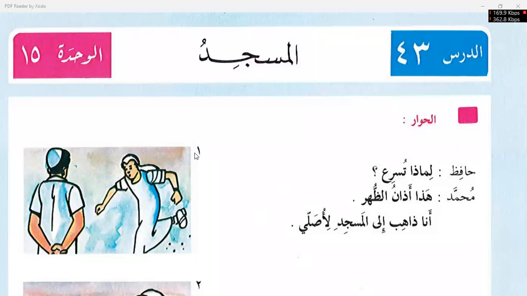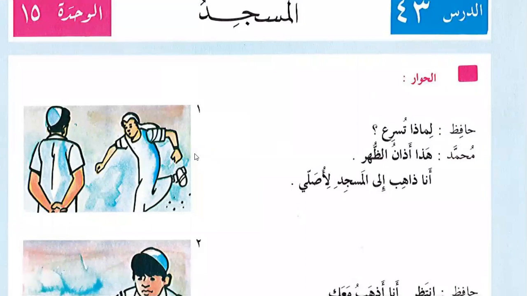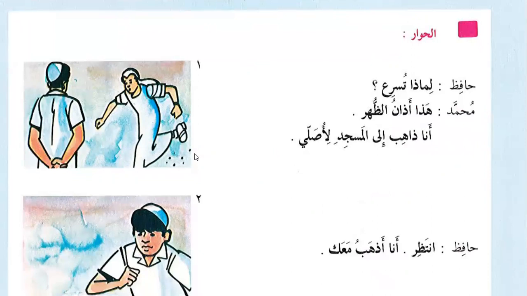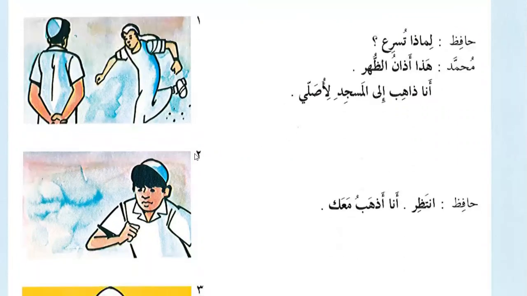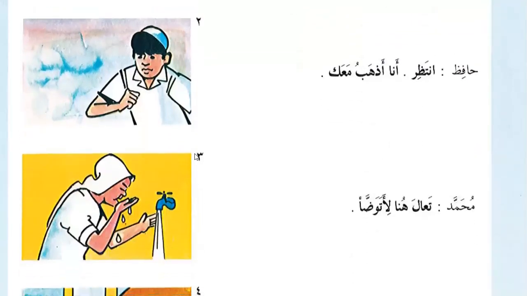Hafiz. Limaza tusri? Translation. Where, why are you running? Adnan Abdul. Khatija, complete it. Ana dhahibun ila al-masjidi li usalli. I'm going to the masjid to pray. Okay. Intazir, wait. Ana adhhabu maaka. I'm going with you.